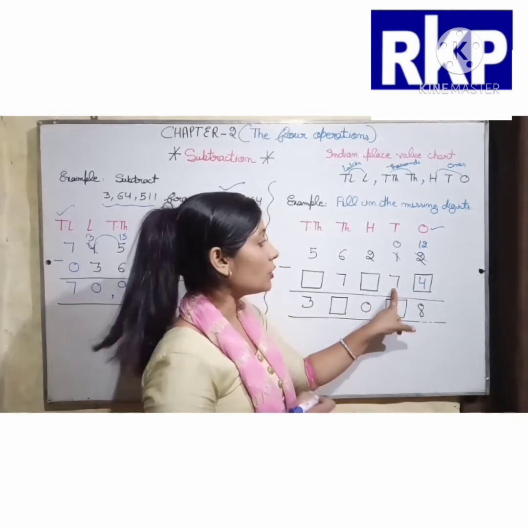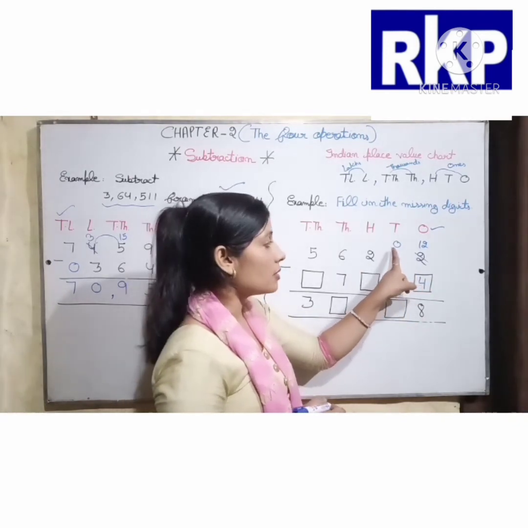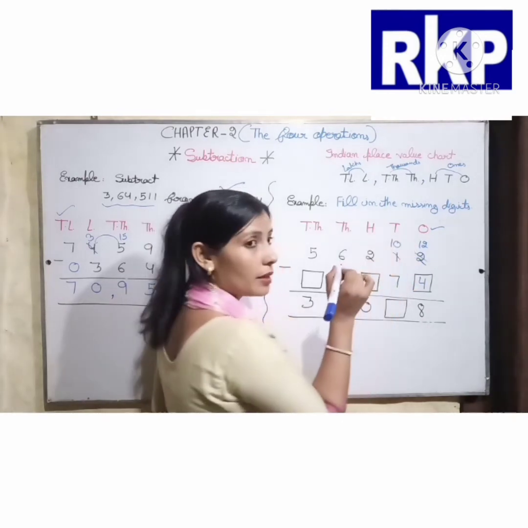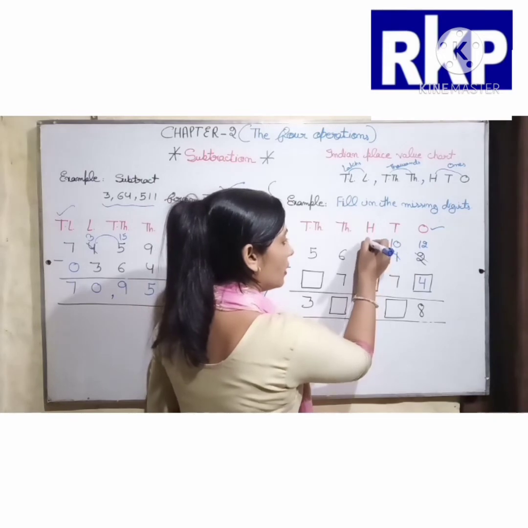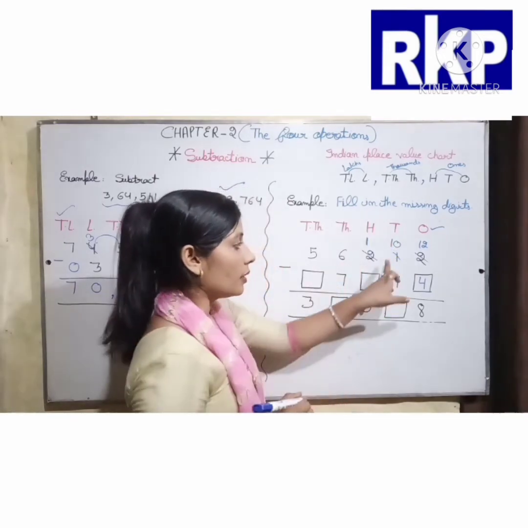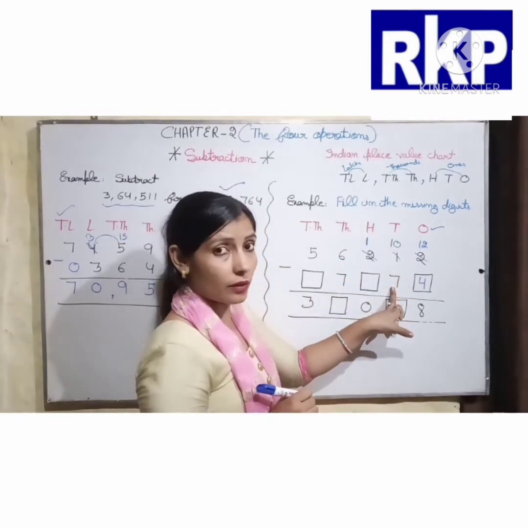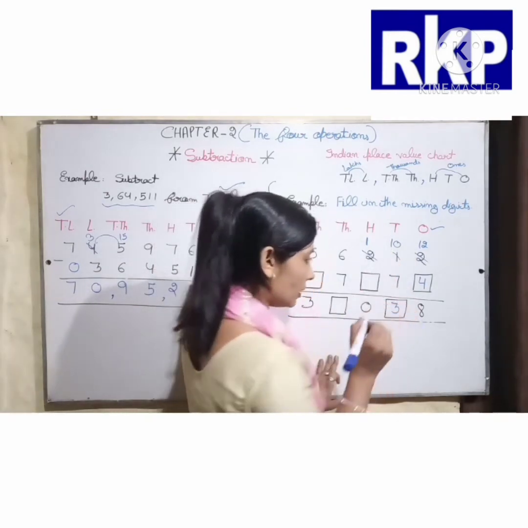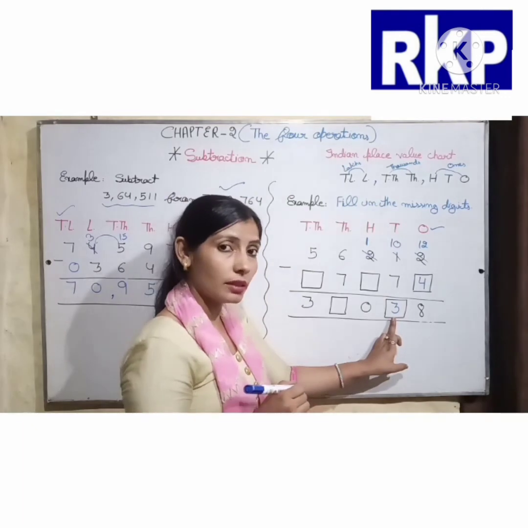So here also we need to borrow. And when this 0 will borrow from this 2, here becomes 10. And here left only 1. Now when we subtract 7 from 10, we will get 3. So here we will write 3.